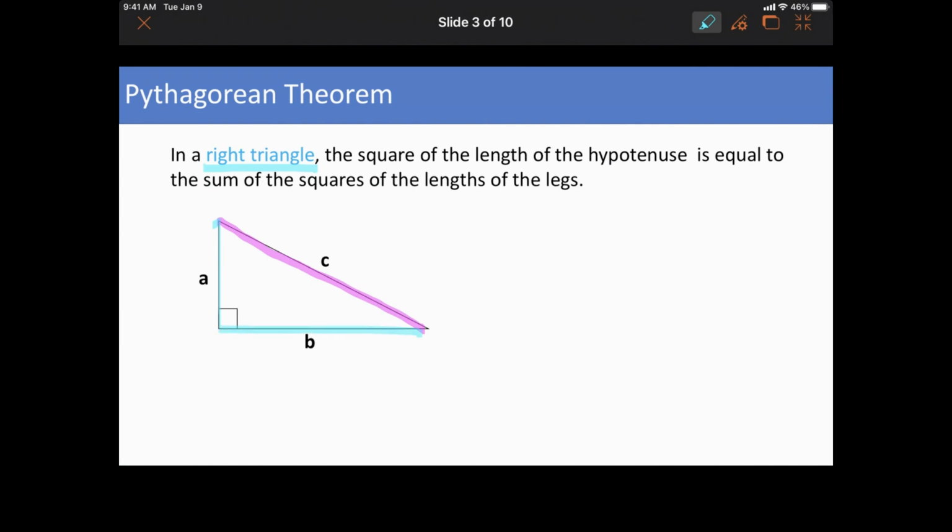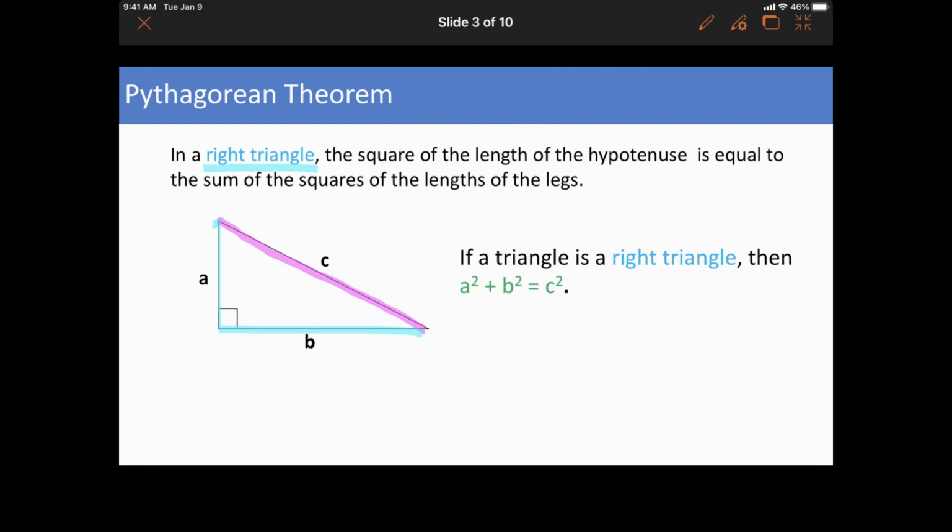It could be J, K, L. It could be happy face, sad face, teddy bear. You just have to define your variables. So here I've defined it in the diagram in the picture. A and B are the legs, and C is the hypotenuse. Now this is generally what people think of.